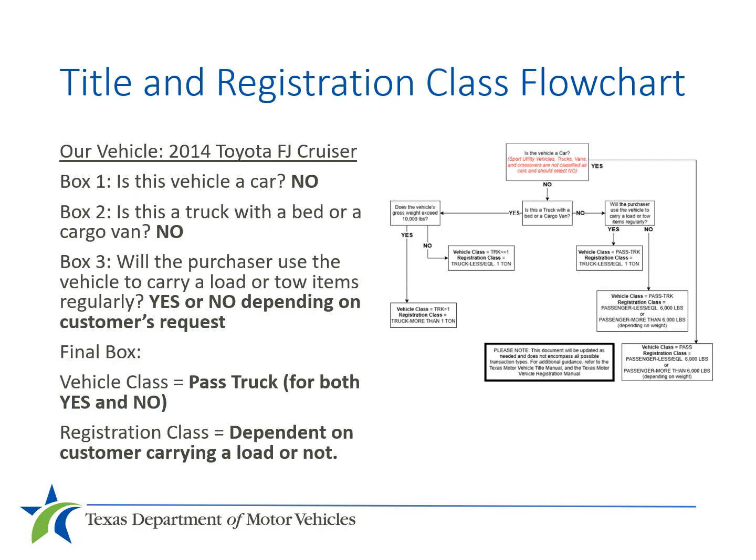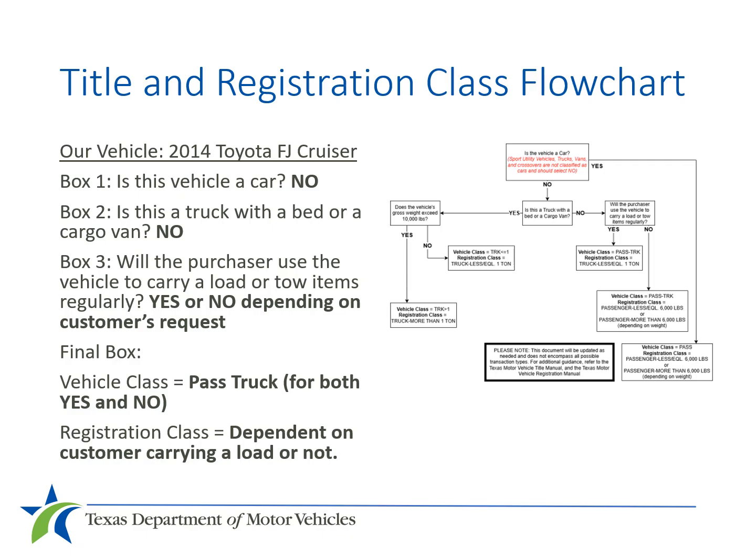Our vehicle for this example is a 2014 Toyota FJ Cruiser. The first box asks, is the vehicle a car? Then it specifies that sport utility vehicles, trucks, vans, and crossovers are not classified as cars and should select no. So since our vehicle is an SUV and not a car, we would select no and follow the no arrow to box 2. Box 2 asks us, is this a truck with a bed or a cargo van? Since this is an SUV, we will select no and follow the no arrow to the third box.